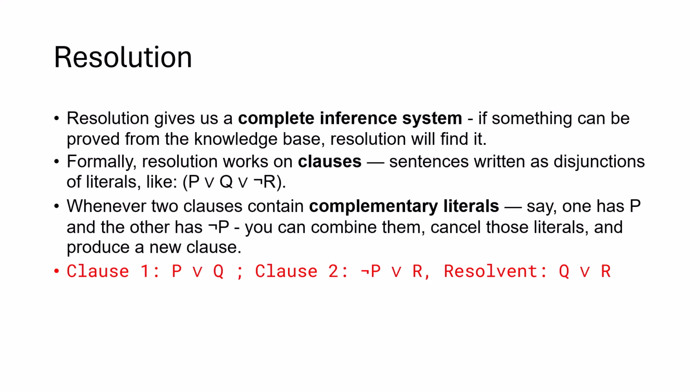So far we have seen how inference works through model checking and sound inference rules. But here's a big question. Can one single inference rule be both sound and complete? The answer is yes. And that rule is called resolution. So we'll see how resolution works, why it's powerful, and how it becomes the basis for automatic theorem proving, used even in today's SAT solvers and AI reasoning systems.